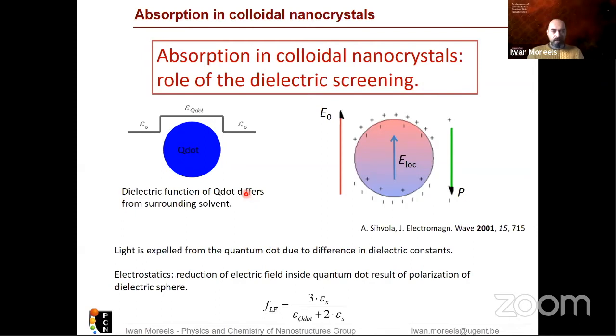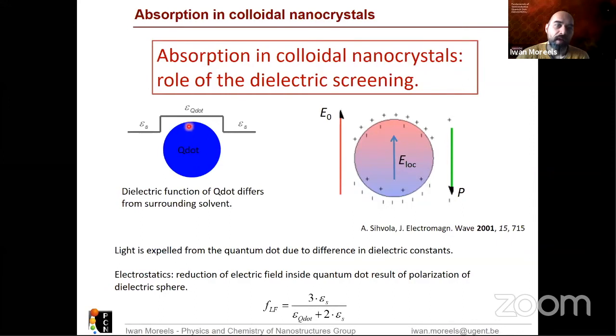So then for the second part of this talk, I would like to have another look at the actual absorption behavior in colloidal nanocrystals and colloidal nanoplatelets. And to understand absorption, we again have to remember or acknowledge the fact that these quantum dots are typically produced in solution.